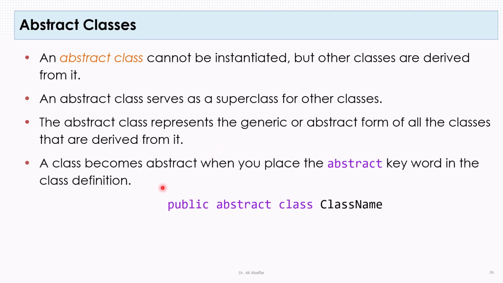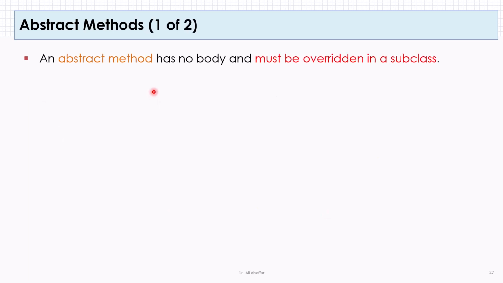So how to define an abstract class? A class becomes abstract when you place the abstract keyword in the class definition. And this is how it is done. You write public, you write abstract, you write class, and then last you write the class name. So now we know the meaning of abstract class, which is a class that cannot be instantiated.